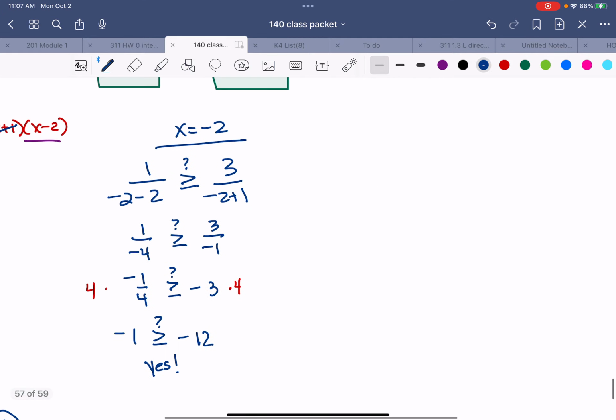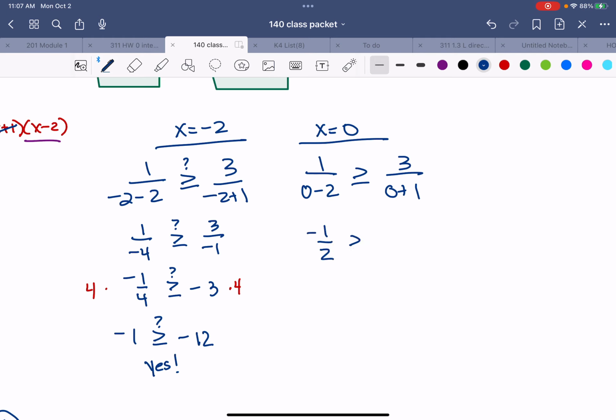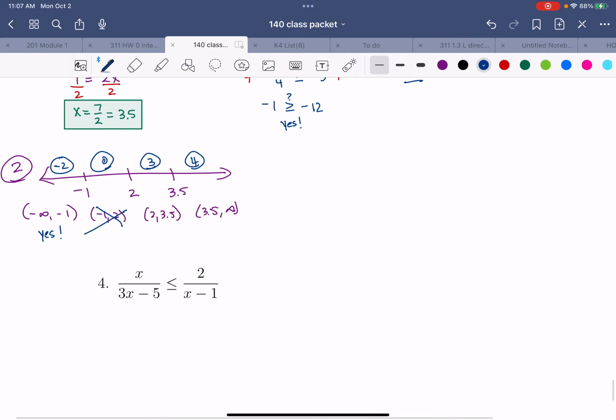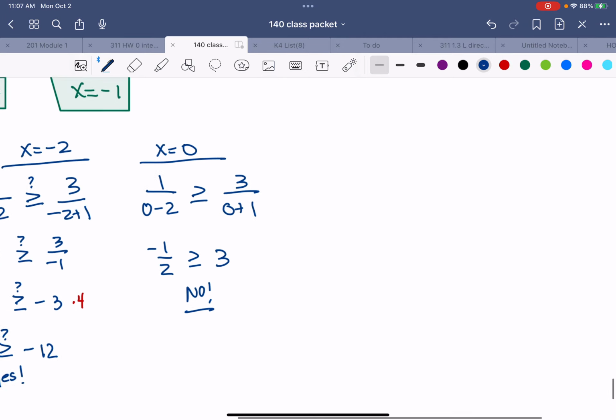Now we're plugging in 0. So if x equals 0, we get 1 over 0 minus 2, greater than or equal to 3 over 0 plus 1. And that gives me negative 1/2, greater than or equal to 3. Is that true? Definitely not, right? A negative number is not bigger than a positive number. So we're going to cross this one out. Then we're going to test x equals 3.